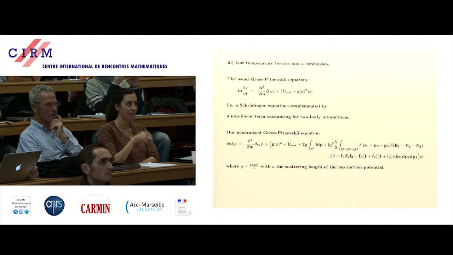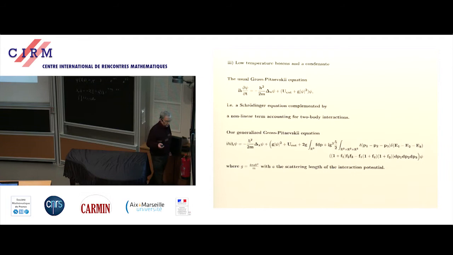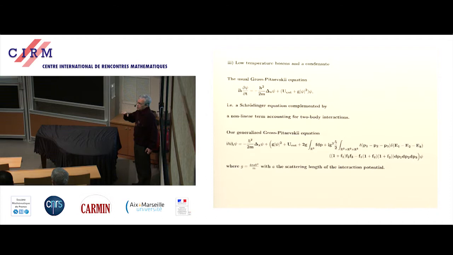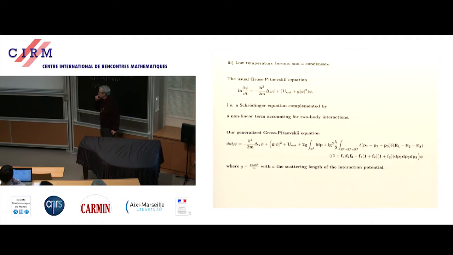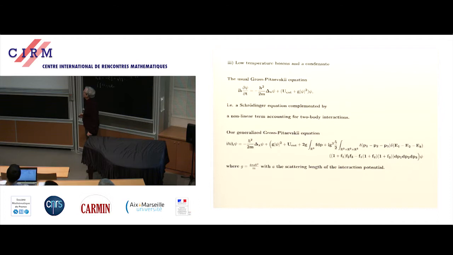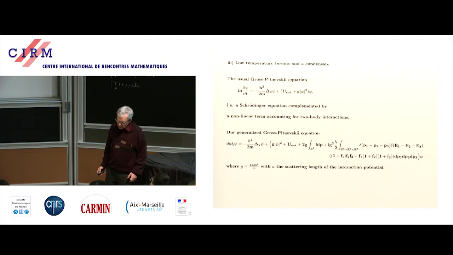My third example will be low temperature bosons in a condensate. So we take a condensate and we give it some extra energy. That means we'll get some excitations moving like quasi-particles in it, like a gas of quasi-particles. And then we'll try to model this. We'll model the condensate by a Gross-Pitaevskii equation and the evolution of the quasi-particles by a Boltzmann-type equation.